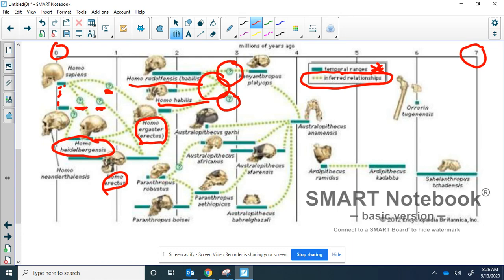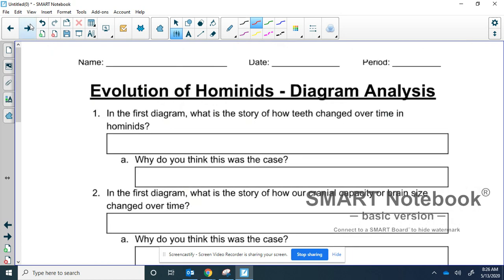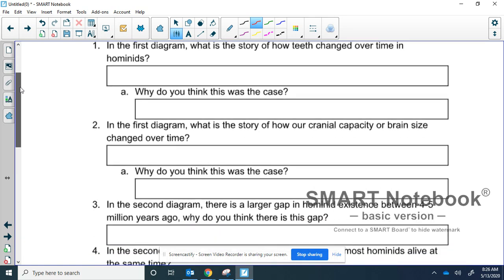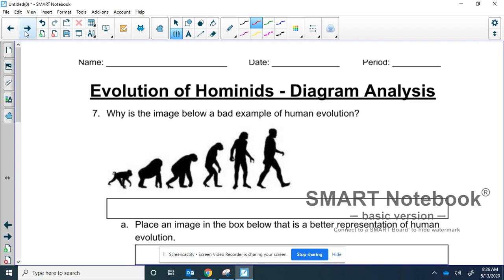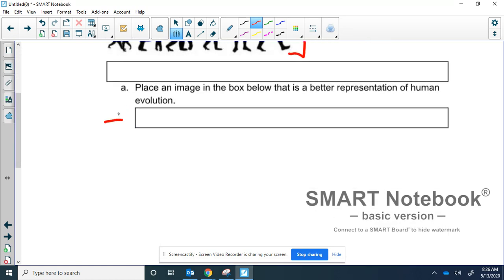So now that we've gone through this, you are going to answer, based on my lecture and based on the diagrams, some questions about each diagram and how things have changed over time. And then at the very end, this is a horrible example of evolution. It's a bad example, but it's the most common one we see. So I want you to explain why this is an inaccurate view of evolution. And then in the final box, you are going to put a picture of what you think is a better representation of human evolution, not this linear straight line.